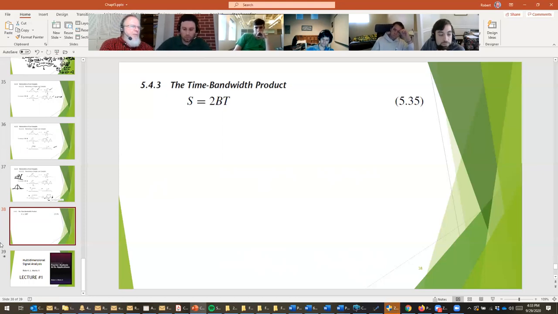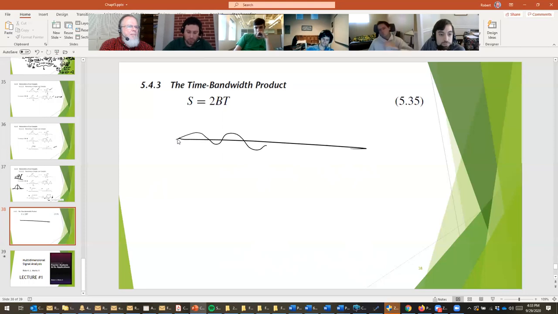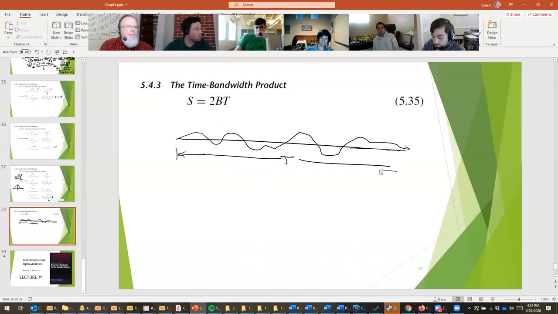In terms of sampling real signals, we're going to assume the following: T here is not equal to a period, but T is equal to the time a signal plays. So this is X of T. And if you listen to a song or something, that song starts and stops, doesn't it?